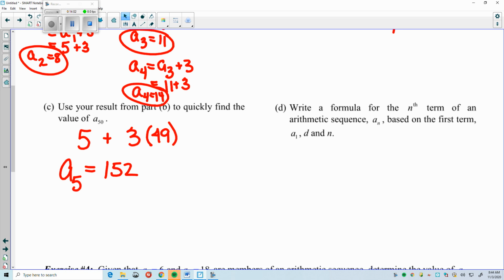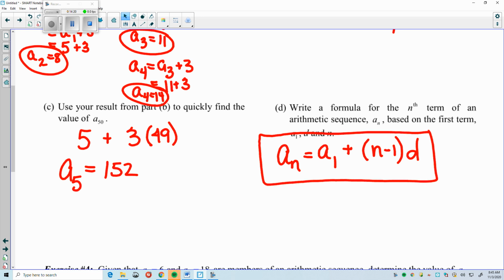Okay, so if we were to look at this in terms of a formula, to get the term that I want, I need my starting value. So that I'm going to have the term minus 1. It's going to be 1 less than what I need times the common difference. This is a super, super, super important formula that you want to have memorized.